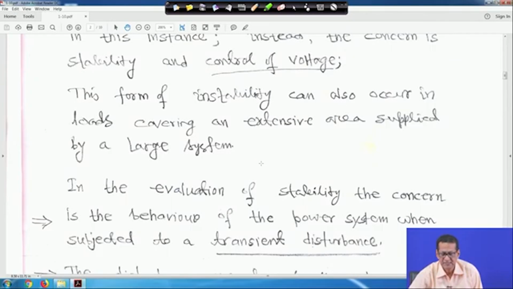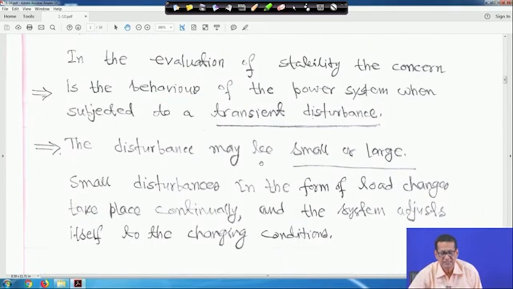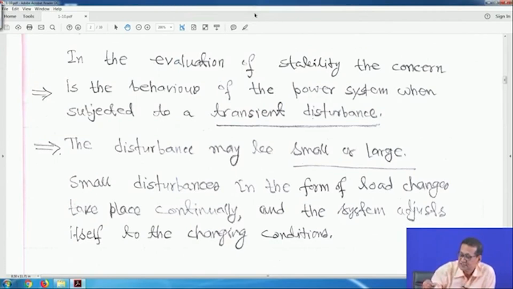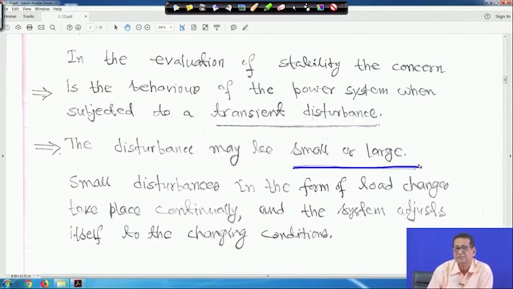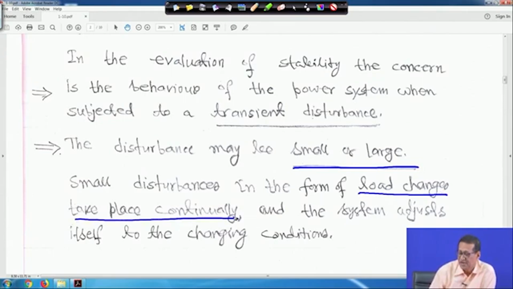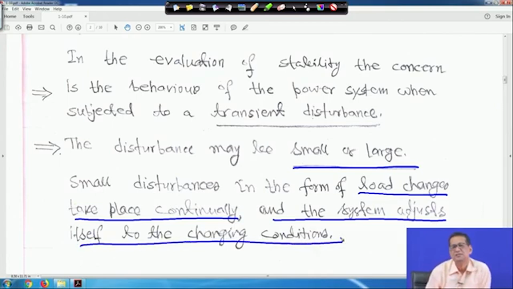Another thing: in the evaluation of stability, the concern is the behavior of the power system when subjected to a transient disturbance. The disturbance may be small or very large. Small disturbances in the form of load changes take place continuously, and the system adjusts itself to the changing conditions. In an actual power system, small disturbances are always there because loads are switched on and off. It is not ideally stable, but some disturbance is there and the system is still stable.